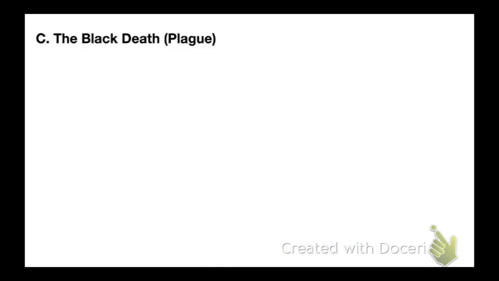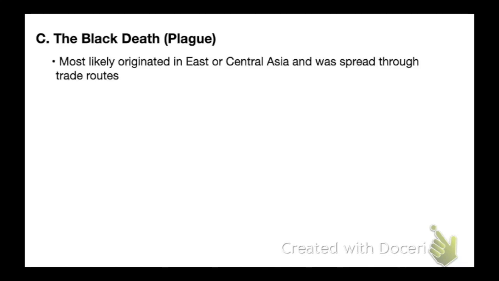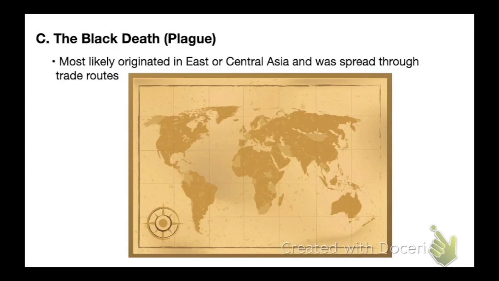All right, let's talk about the Black Death, which is actually named the plague. Okay, I'll put all these up. So it mostly originated in East or Central Asia and was spread through trade routes. Okay, so here's Asia. There were all these trade routes throughout, and that's how it ended up getting into Europe.